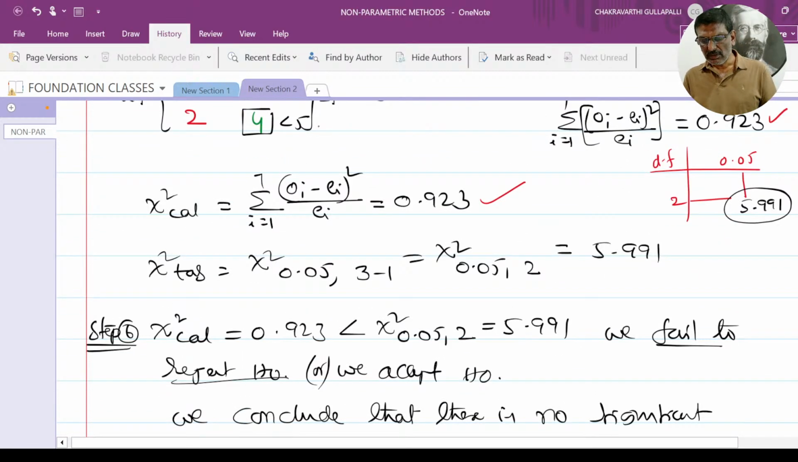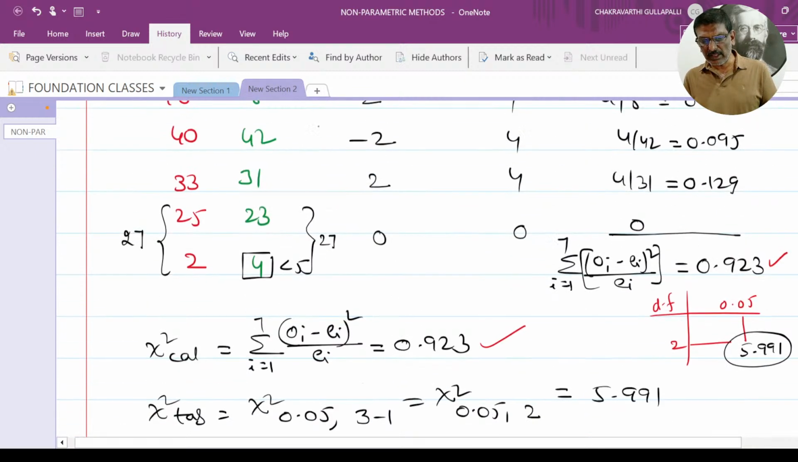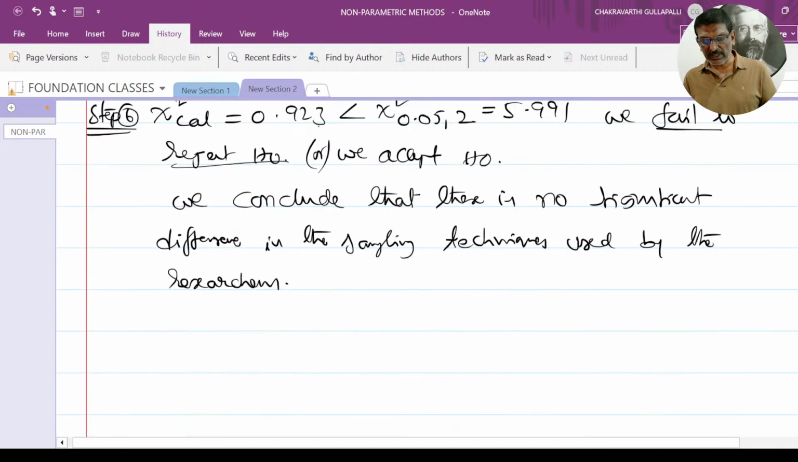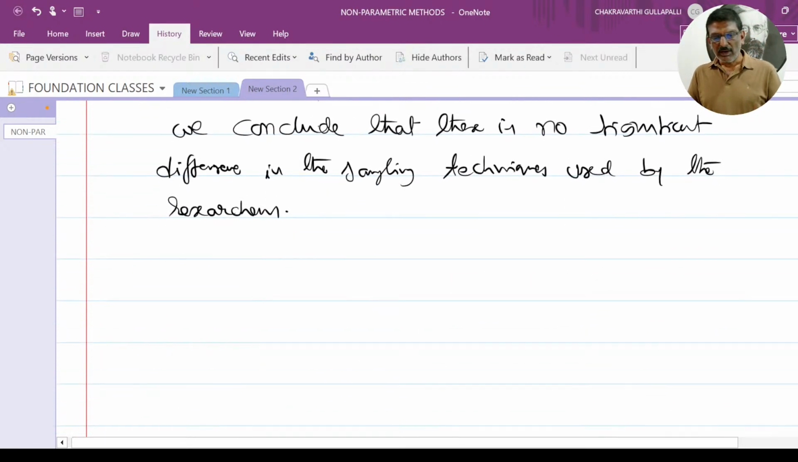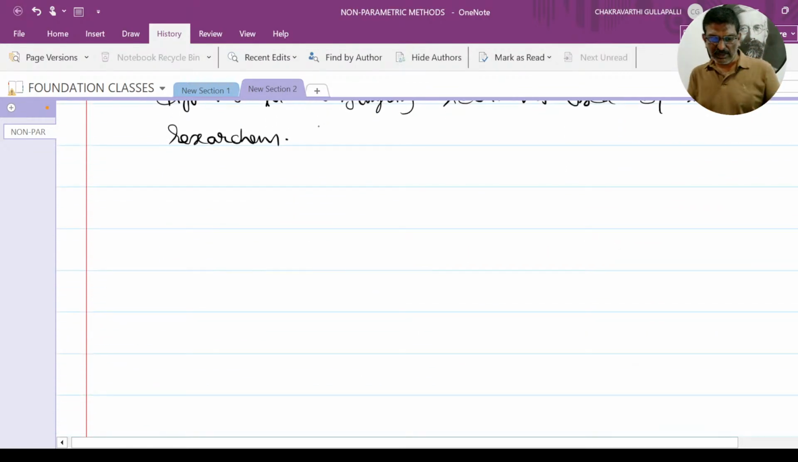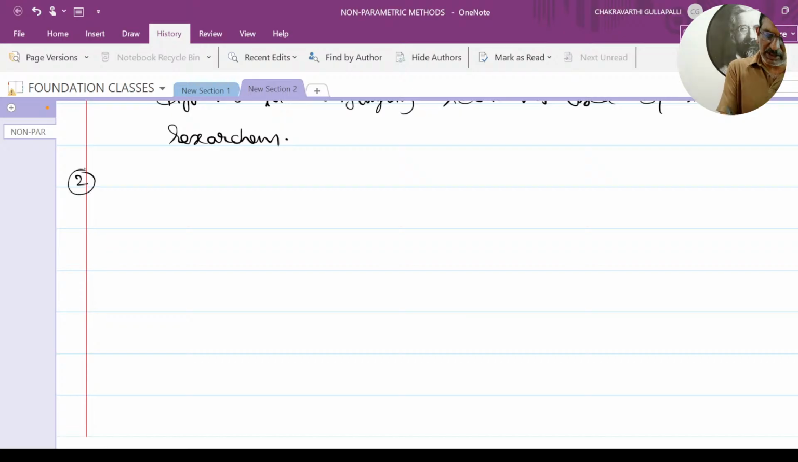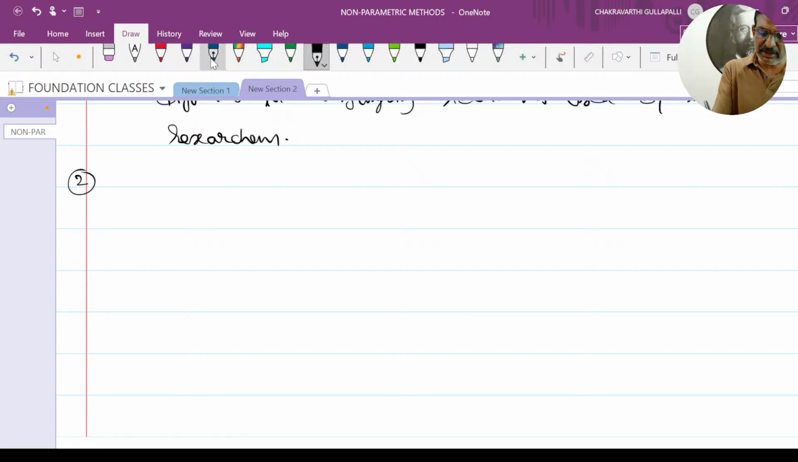That means they are independent. We conclude there is no difference. Both are independent; both researchers' sampling techniques are independent. This is one chi-square problem. Second problem, I will give another problem which is also very important for semester examinations.